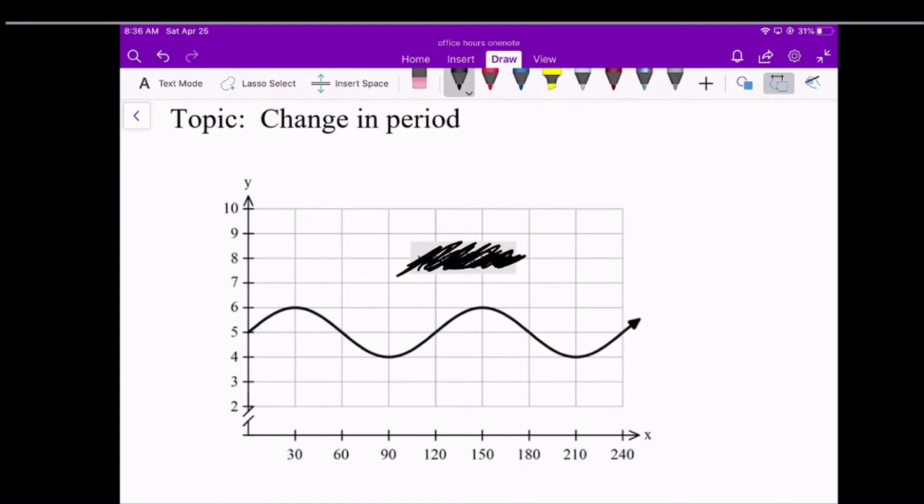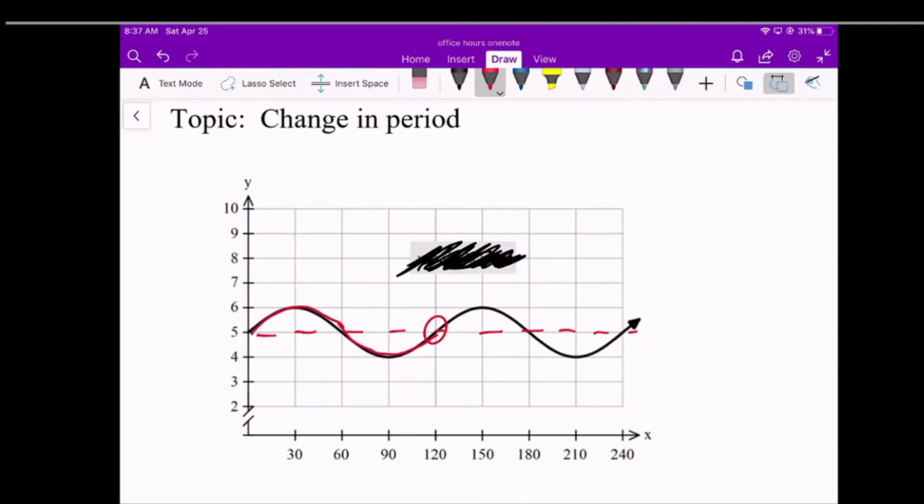Sadly, the equation has been erased here. Let's see if we can figure out what that equation should be. It's helpful to put in a baseline, makes some things easier to see, so I'll put that in. You can see that first wave ends here, goes up, and then all the way back down and ends there.